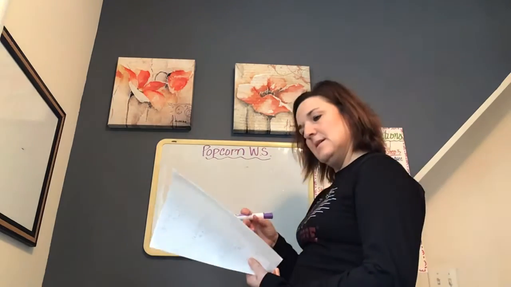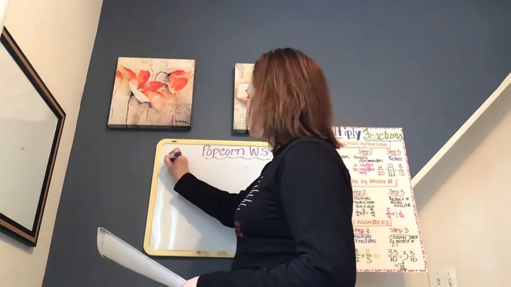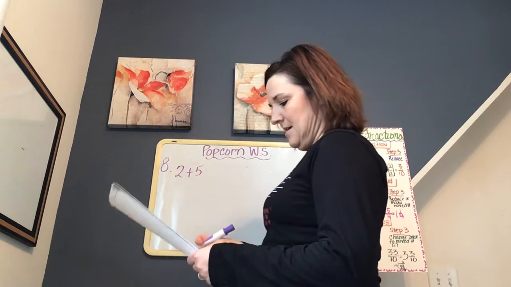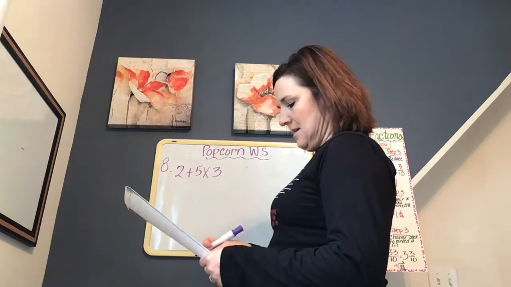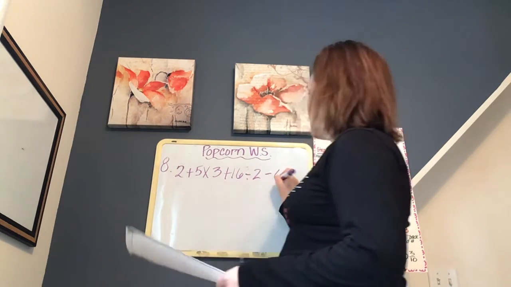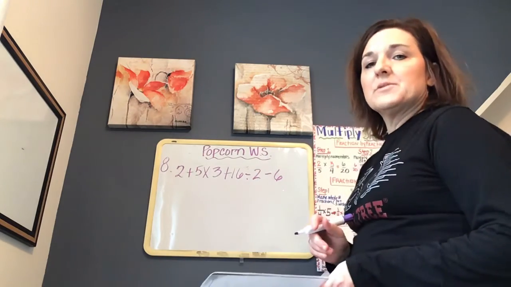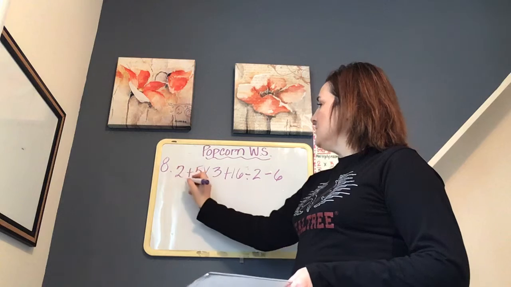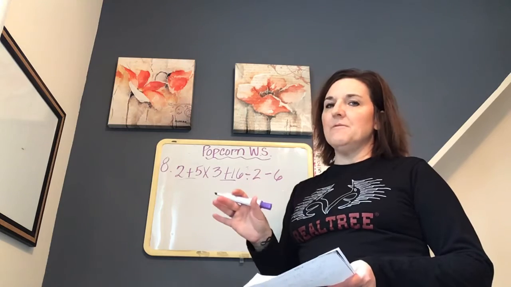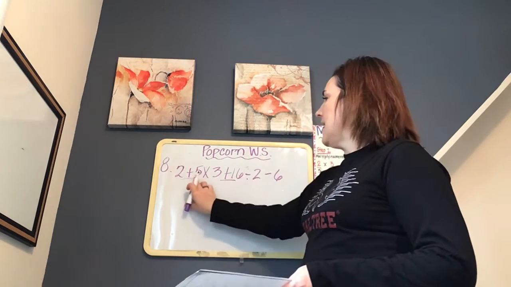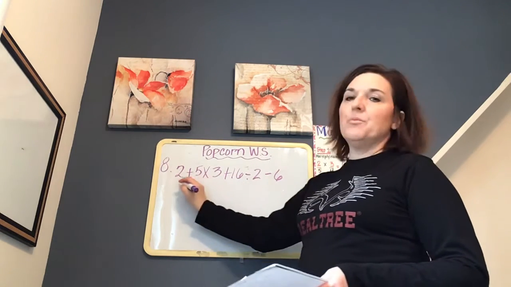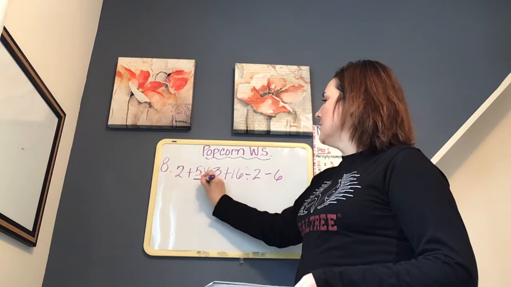Let's do number 8. This one we have 2 plus 5 times 3 plus 16 divided by 2 minus 6. Now, I did notice on some of the papers that I was correcting that if you saw that you had 2 operations in the same line, you thought you could do that at the same time, but that's only if that's the only thing in that line. So you cannot do these 2 things at one time. You're going to find what is first. There's no parentheses, there's no exponents, so we're going to go ahead and go multiplication.